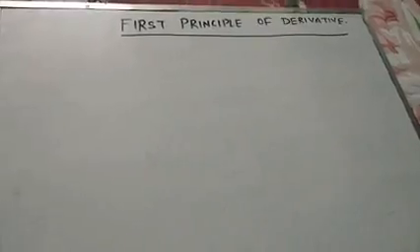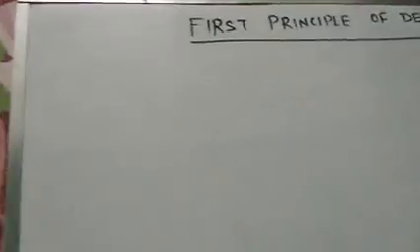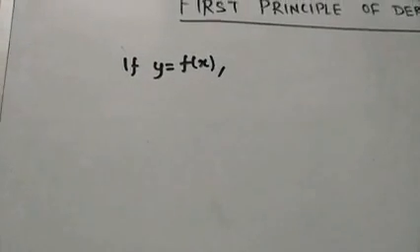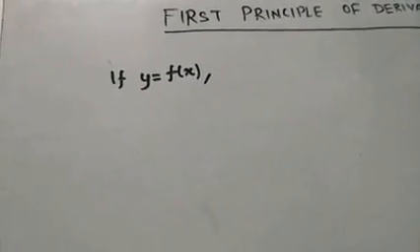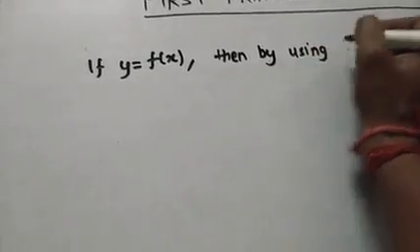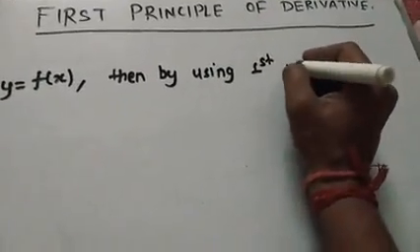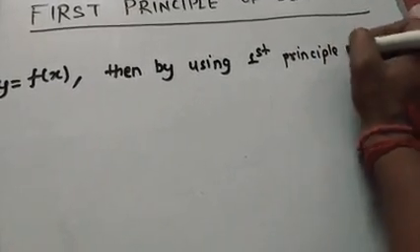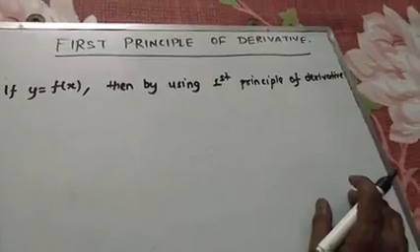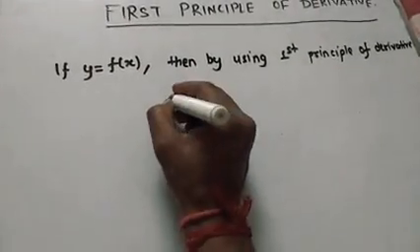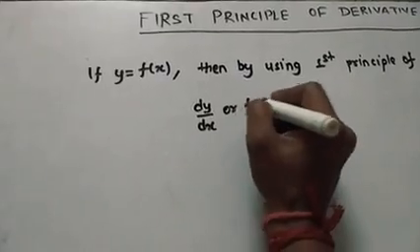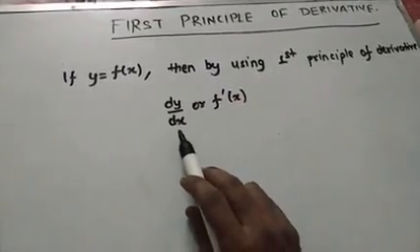Now what is the principle? The first principle is that if y equals f of x, a function is given to you, then by using the first principle of derivative, we can write dy by dx, or we can say f dash x. Either dy by dx or f dash x.